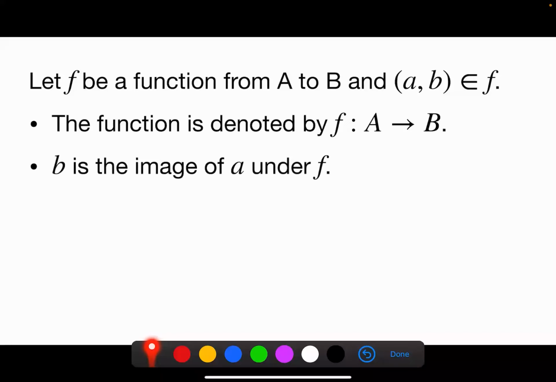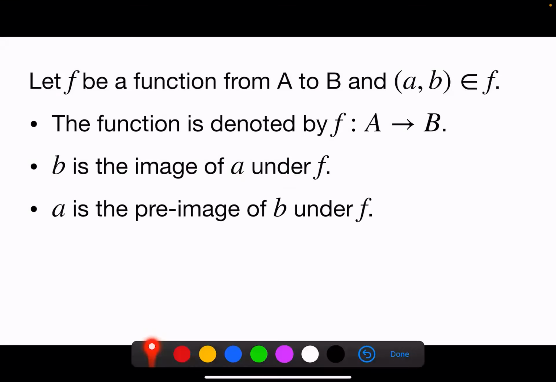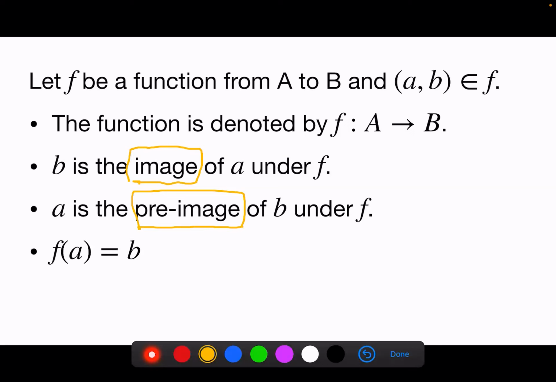Now, B is called the image of A under this function. So what do we call B? B is the image of A, and A is called the pre-image. These are the terms you need to keep in mind. So there is an image and a pre-image. A is the pre-image of B, and B is the image of A. And you also write f of A as B.